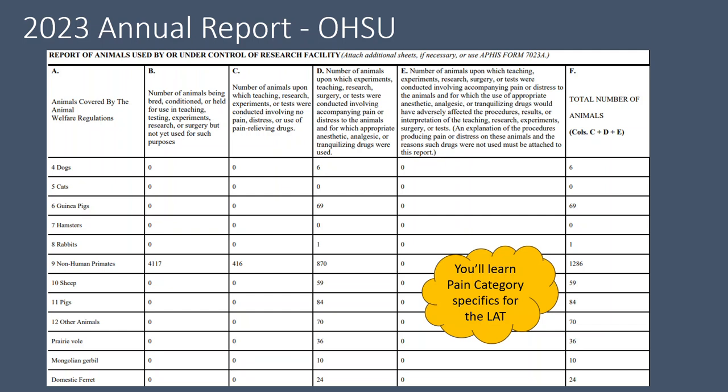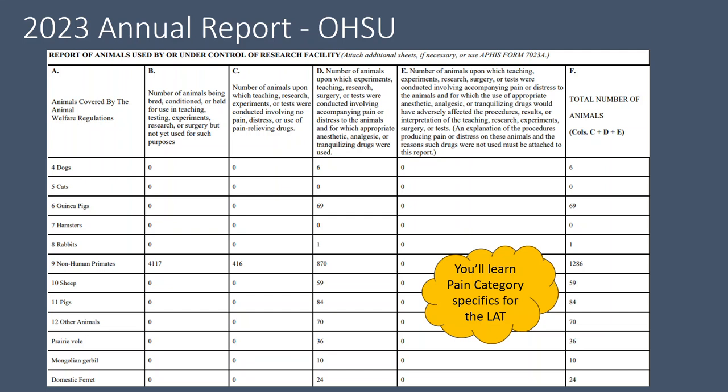Category E, procedures causing moderate to significant pain or distress, where the use of analgesics, anesthetics, or tranquilizers would negatively impact the research outcome or data interpretation. This category is often highly scrutinized and can be controversial.